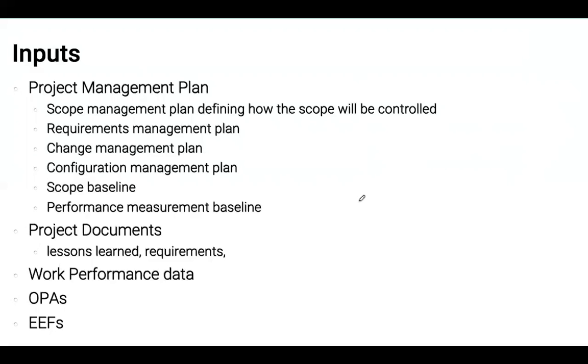Requirements management plan, change management plan, configuration management plan. They are the kind of auxiliary plans that help us deal with changes to the stated elements of the project: the requirements, and the configuration, if there is configuration documentation for a given product. If we're going to carry out change within our project, then we need to be able to deal with that change through the change management plan. And also we're going to measure performance against the baseline. Documents, work performance data, OPAs, EEFs, standard stuff.